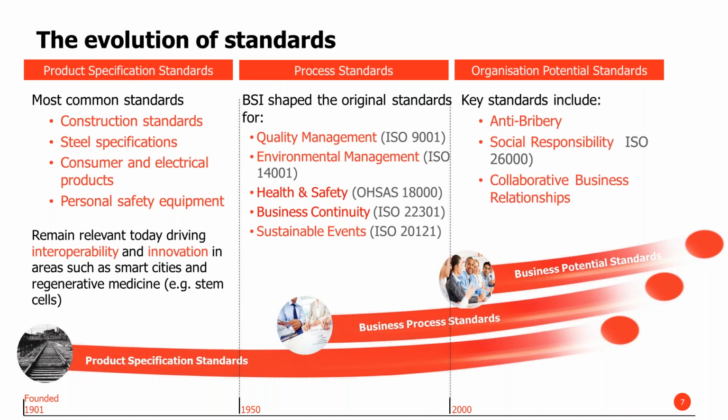We're also now looking at standards which are talking about organizational potential and how we might be able to deliver organizational potential within the UK. The standards that meet this need are anti-bribery standards, social responsibility standards, and standards around collaborative business relationships.